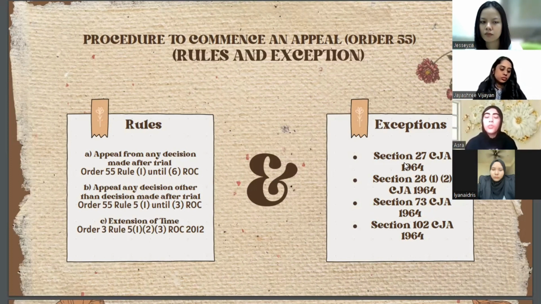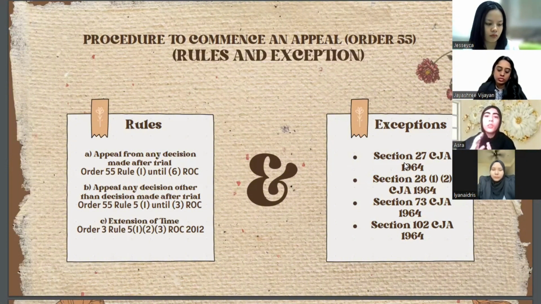There are three, which are Order 3 Rule 5 Clause 1, Order 3 Rule 5 Clause 2, and Order 3 Rule 5 Clause 3. That one is the period within which a person is required to serve, file or amend any pleadings or other documents, which may be extended by consent in writing or by order of the court made for that purpose. So the exceptions: the first one is Section 26, Courts of Judicature Act 1964.